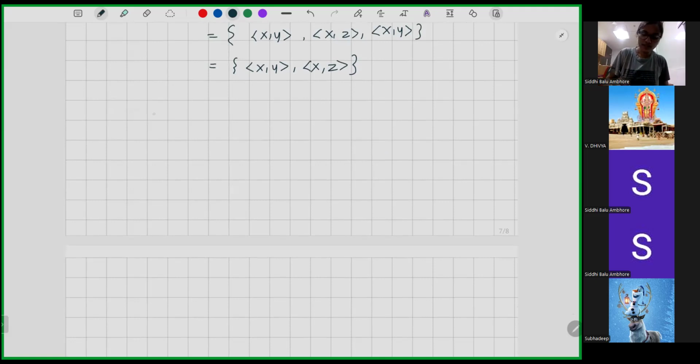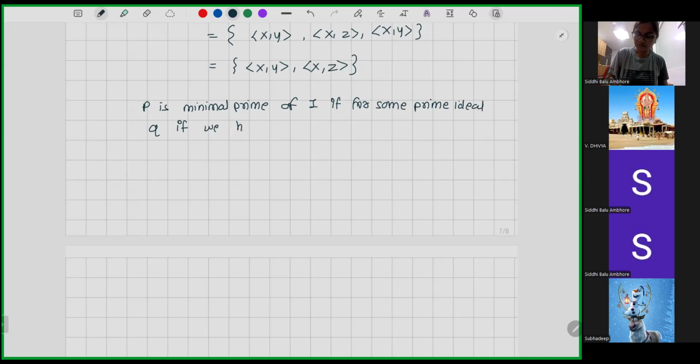And in general, the minimal primes are like this. P is a minimal prime of I if, for some prime ideal Q, we have I contained in Q contained in P, which implies that Q is actually P. Okay, so this is the quick definition of minimal primes.